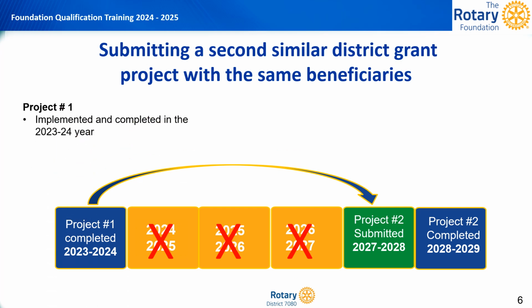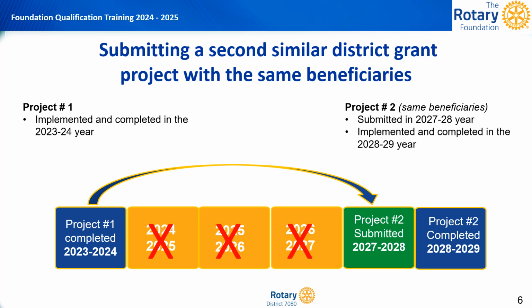An example would be if a district grant project is implemented and completed in the 2023-2024 Rotary year, a repeat project for the same beneficiary or project cannot be submitted until the 2027-28 Rotary year, for implementation and completion in the following Rotary year, 2028-2029.